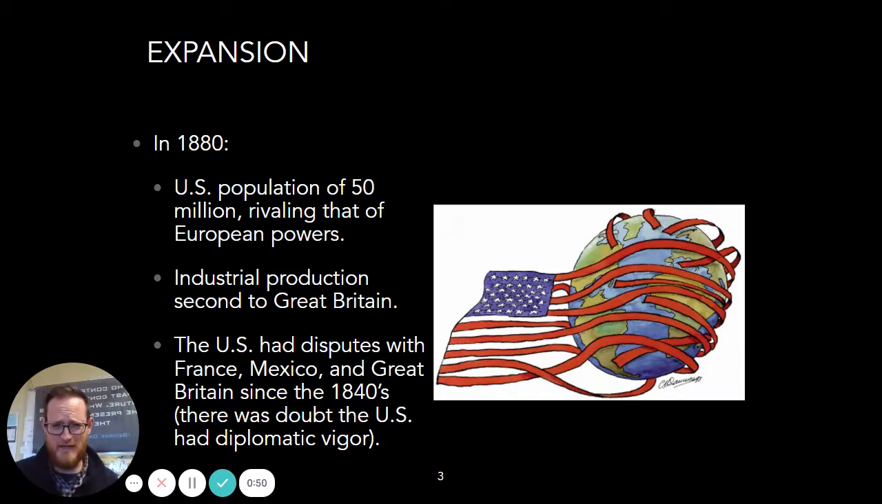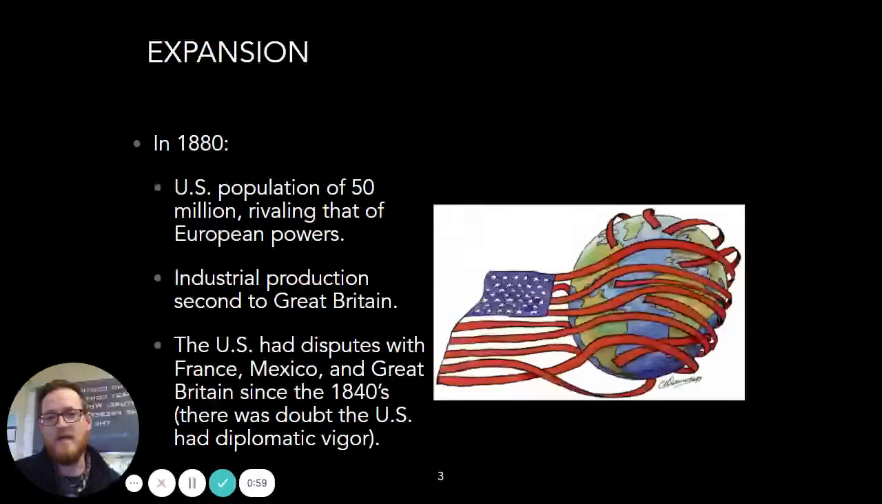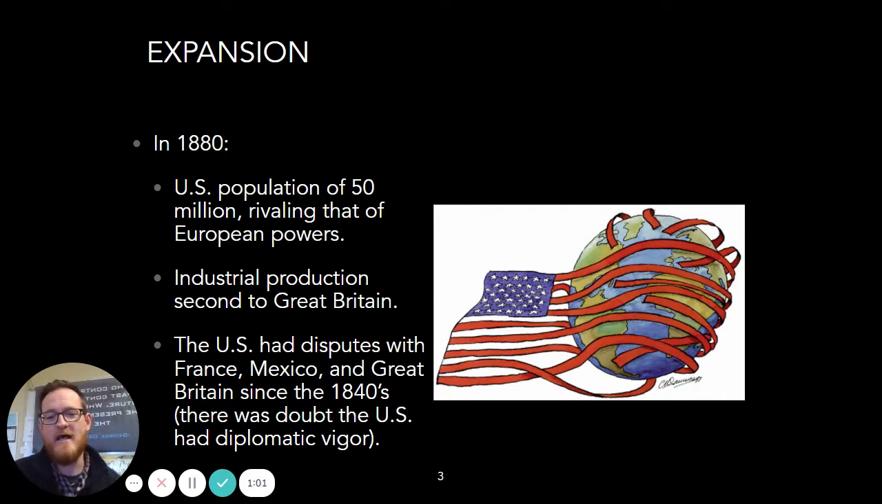So, expansion. In the 1880s, the U.S. population was 50 million, which was now rivaling that of European powers. To this point, we had been behind Europe as far as population went. Our industrial production was second only to Great Britain in the world. And you will see that even though we had had disputes with France, Mexico, and Great Britain since the 1840s, there were no large-scale issues that we had really had with each of the sides.